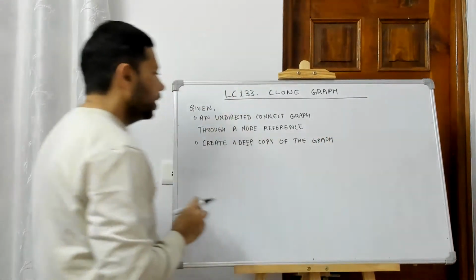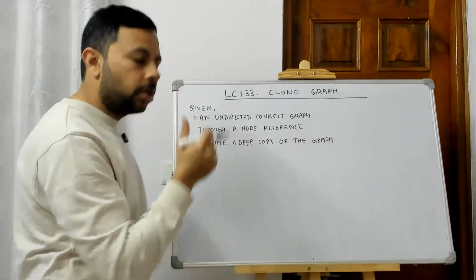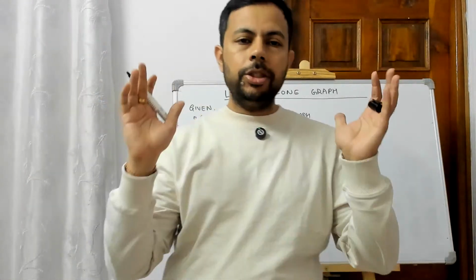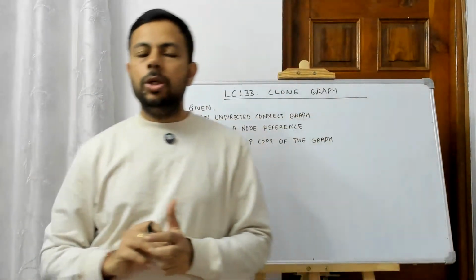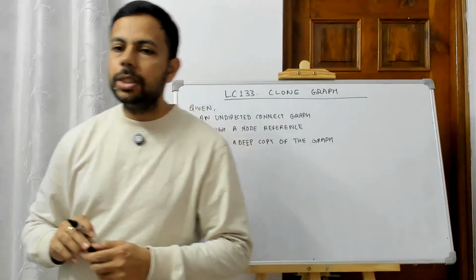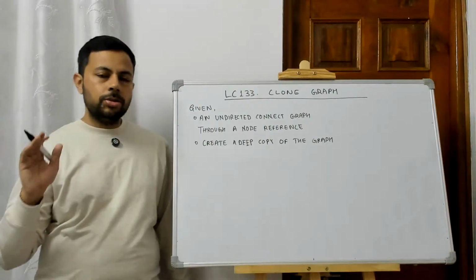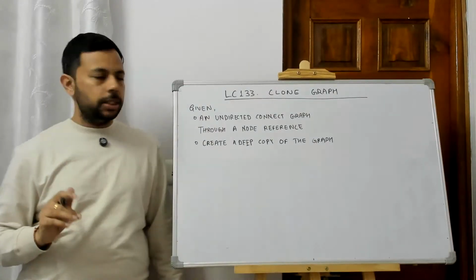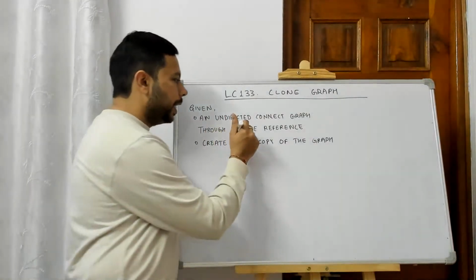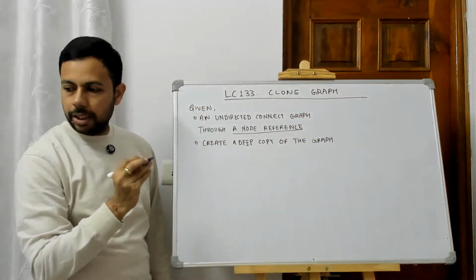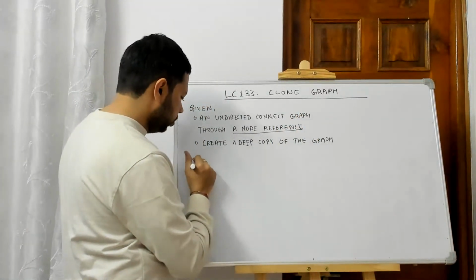Now, if I can give you the adjacency list of the graph, this question becomes a simple question where you just take a deep copy of the adjacency list. But the problem is you don't have access to the adjacency list. You only have access to a node reference. And how does the node look like? The class node.